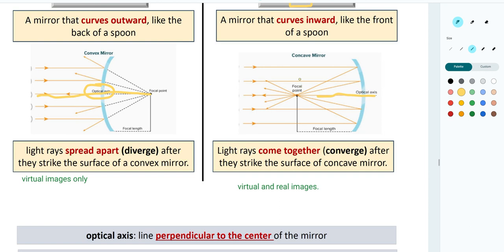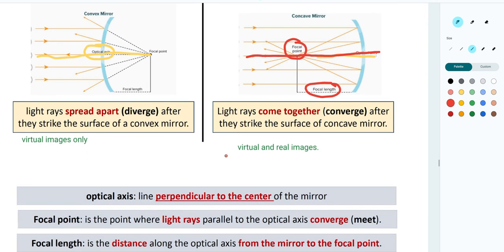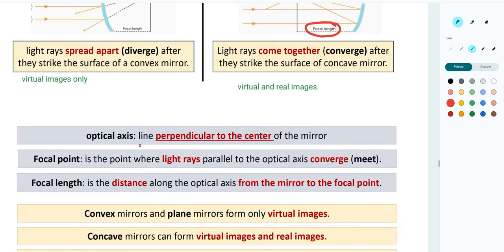You should also know your focal point, particularly the focal point of your concave mirror, and then you should know your focal length. Focal length is the distance from the mirror to your focal point. Focal point is where all the light rays will converge, and your optical axis is a line that goes through the center of your mirror, and that's a perpendicular line. Okay?